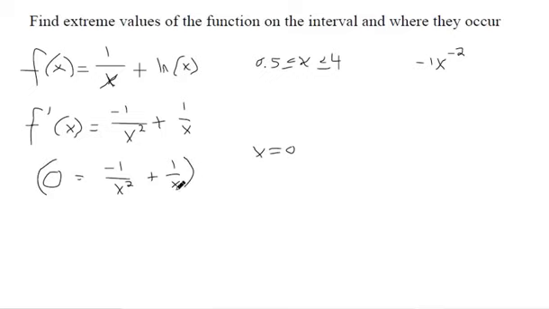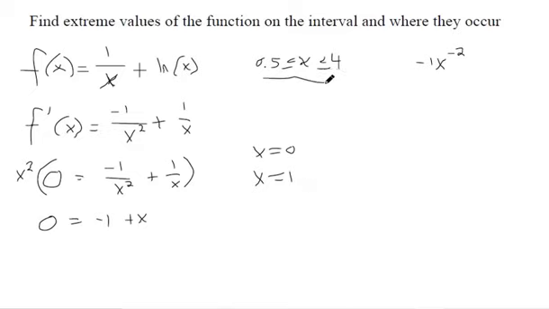Okay, let's go back to solving this equation. We want to multiply both sides by x squared. So x squared times 0 is 0. X squared times negative 1 over x squared is negative 1. And x squared times 1 over x, that's 1x. So if you finish solving that equation, you should get x equals 1. So those are the two critical points.